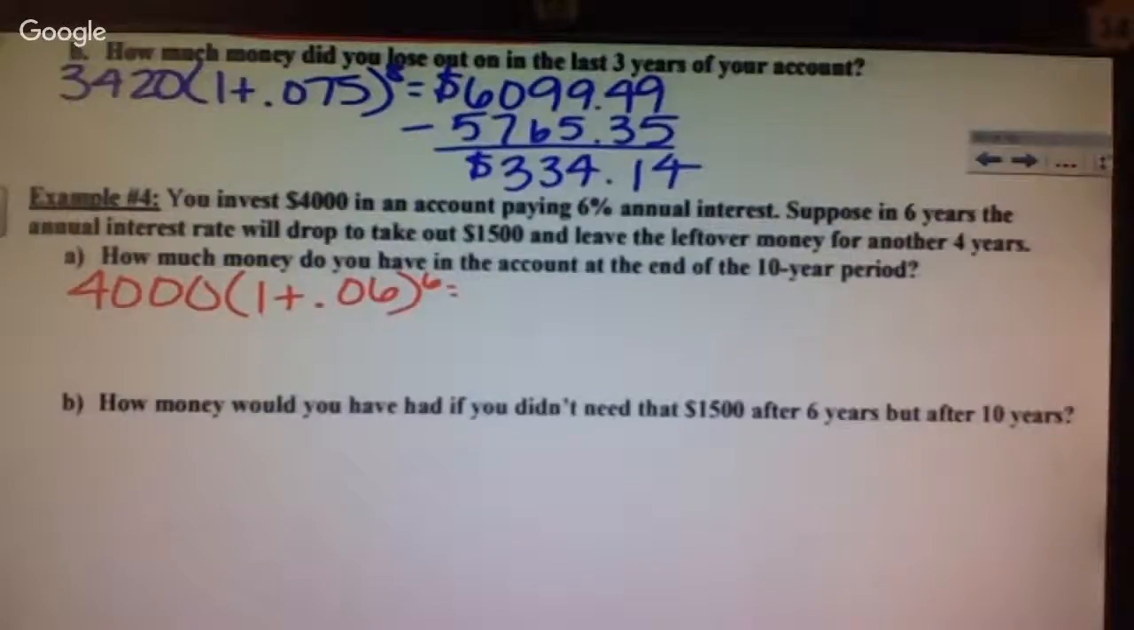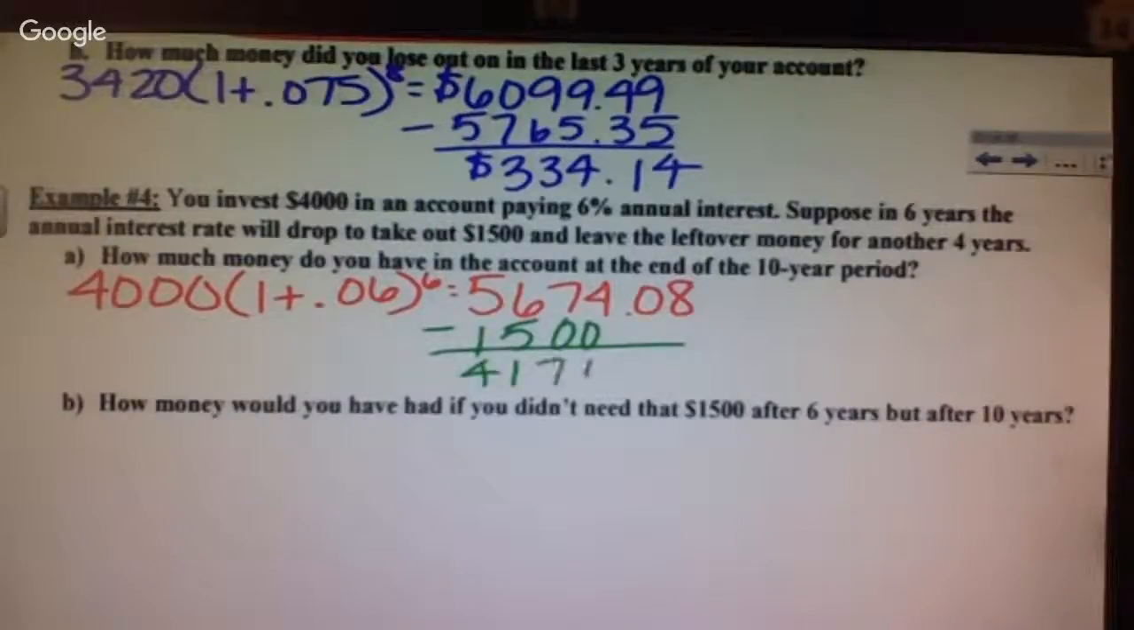Okay, so how much money do I have in my account after 6 years? $5,674.08. Now what happens? Now you're gonna do minus 1,500. Oh man! Now they're gonna come through and they're gonna wipe me out. 1,500. So we're now down to $4,174.08.